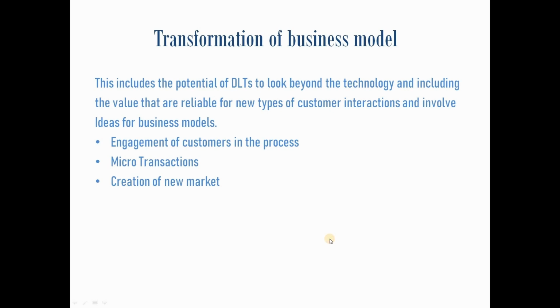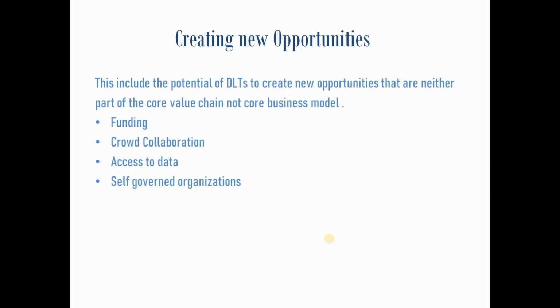Okay, so let's go to the next slide. The next one is creating new opportunities. This includes the potential of DLTs to create new opportunities that are neither part of the core value chain nor the core business model. So the first one is funding. Here we have a term called ICO, which means initial coin offering, where many startups have raised funds to release their own cryptocurrency. For example, Tezos and Filecoin are some of the cryptocurrencies.